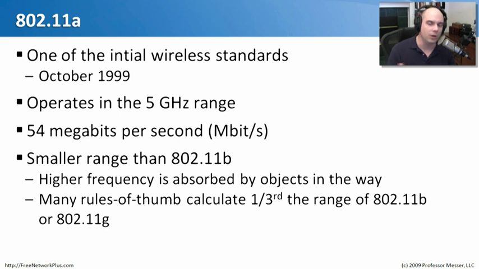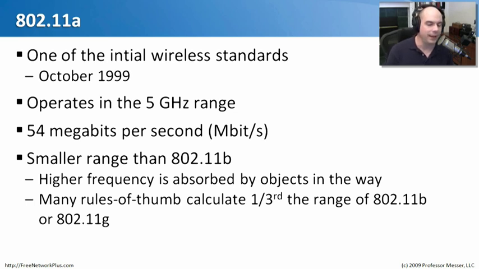If there were walls or other things in the way between you and that radio antenna that the access point had on it, the 5 gigahertz signal was absorbed very easily by other things that were out there. And so what we found is that if it was an environment that was cluttered with a lot of workspaces, then the 5 gigahertz 802.11a signal didn't go very far. And the 802.11b seemed to work a little bit better, but it had its own challenges. We'll talk about that in a moment.